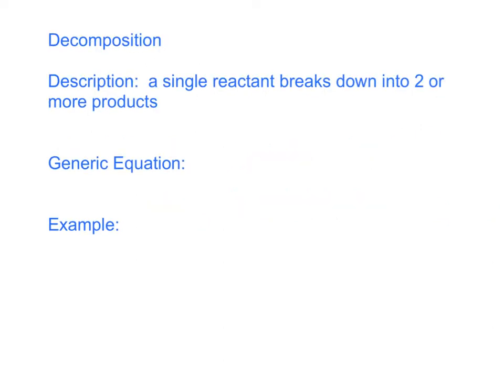So the second reaction type we're going to cover is called decomposition, which is really the exact opposite of a synthesis. In this reaction, we're going to have a single reactant substance, and then the reaction breaks it down into 2 or more product substances. So the generic equation for this one would be AB yields A plus B. And obviously that would need to be balanced. A good example for this would be hydrogen peroxide. This is why it comes in dark brown bottles, because it decomposes in light.